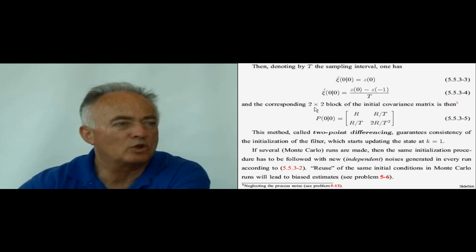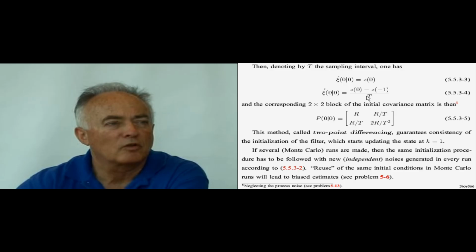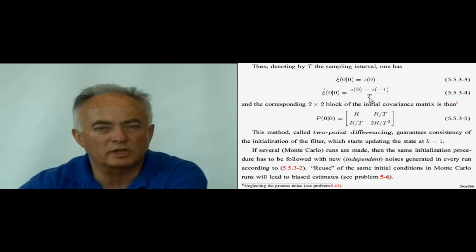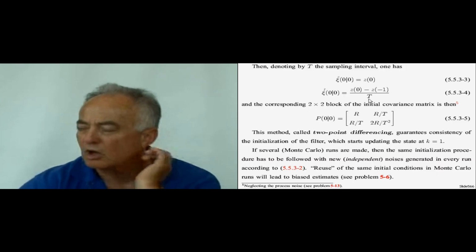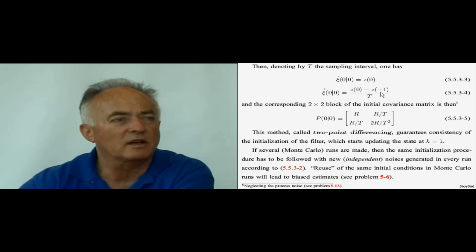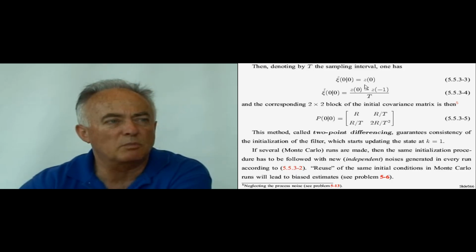And now we will have a 2x2 block of the initial covariance. For the position it is R. For the velocity, this is 2R over T squared, because each of the position measurements has a variance of R. This is for a scalar R, obviously, here. And divide by T squared. And because the position and velocity estimates both use the measurement at time 0, there is a correlation between them.